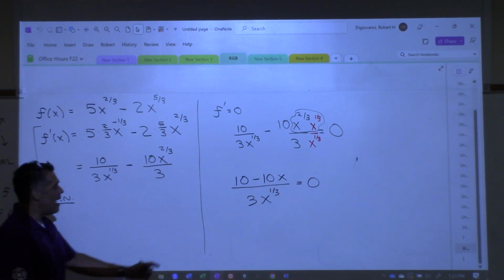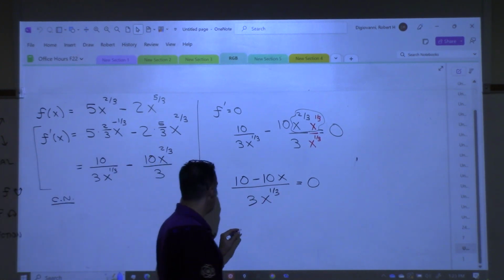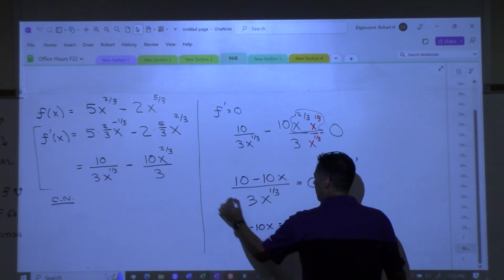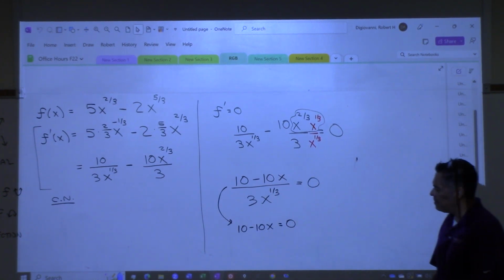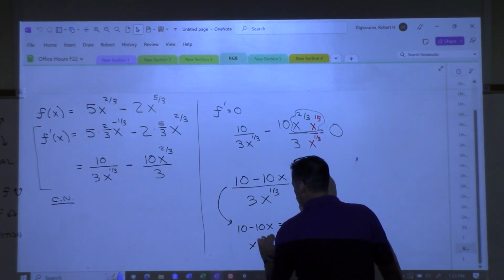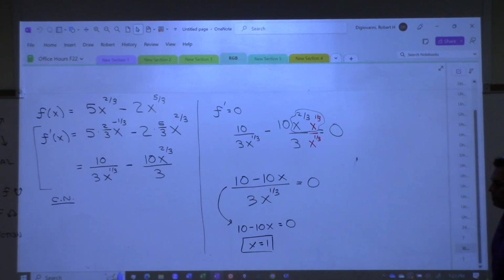So now that a fraction equals 0, I only look at the top. 10 minus 10x equals 0, right? From here to here, I'm just looking at when the top is 0. And that I can solve. I'm going to trust you can solve that. X is 1. A couple of ways you can do that, right? We have one critical number so far.